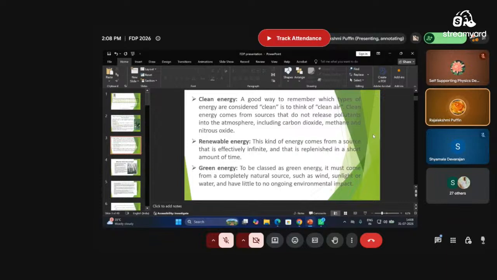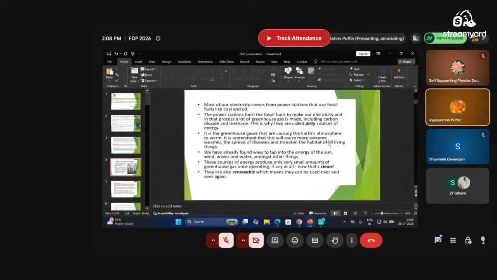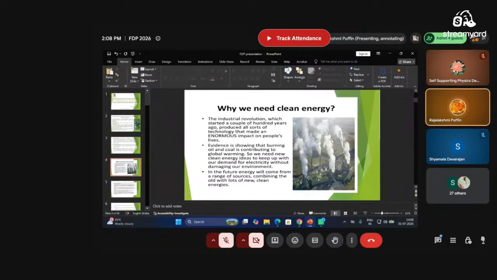It may pollute our atmosphere by releasing carbon dioxide, methane, all these things. So this you have to avoid. Okay. So why do we need clean energy? What is the necessity?